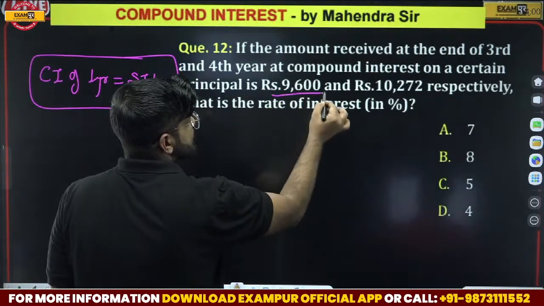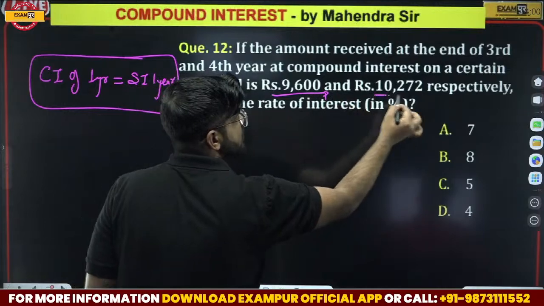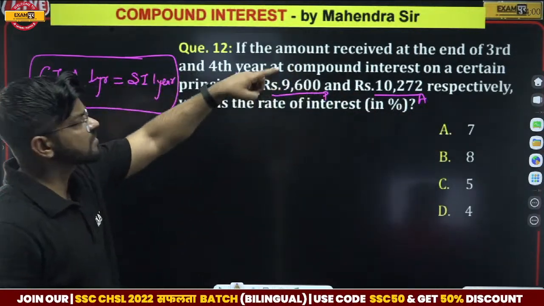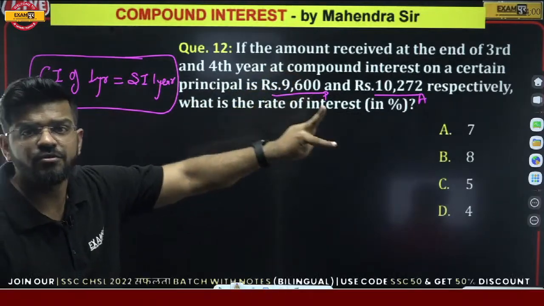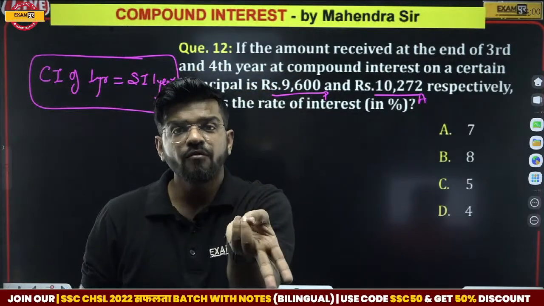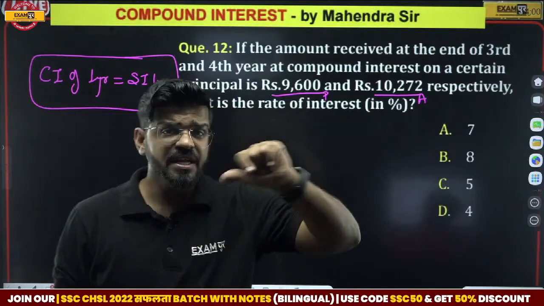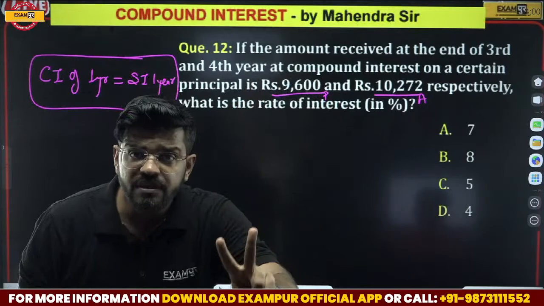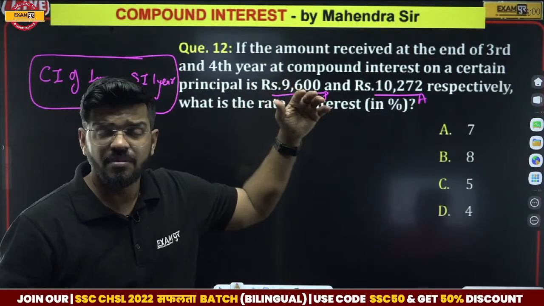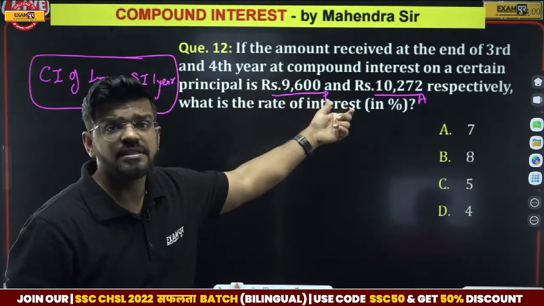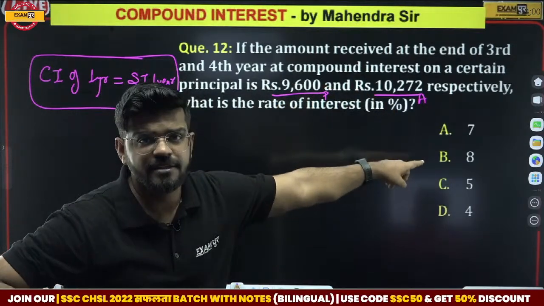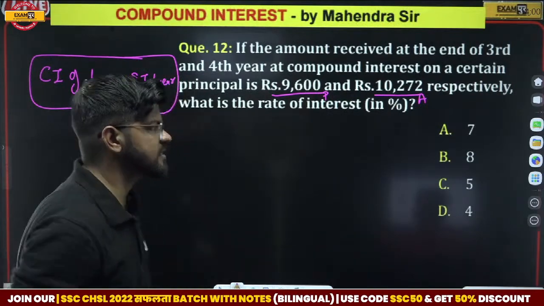So here we can directly say that this is P for this amount, because it is the 3rd year and 4th year. For the 3rd year and 4th year we have only 1 year. So for consecutive years, the previous amount will become the principal for the next. Always remember that.